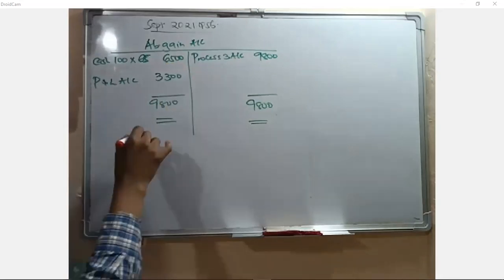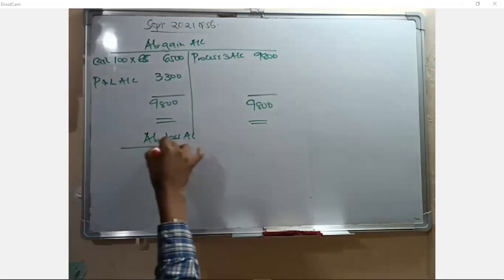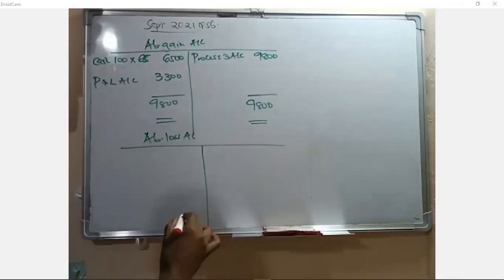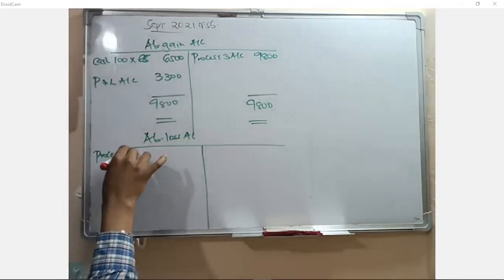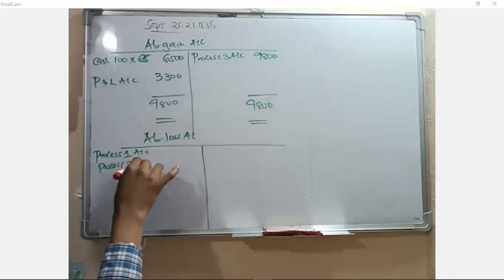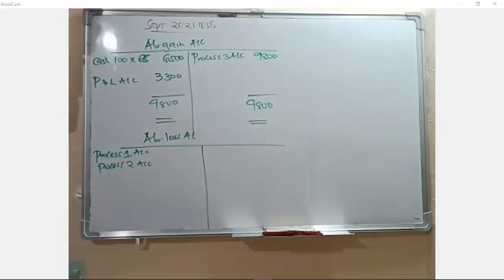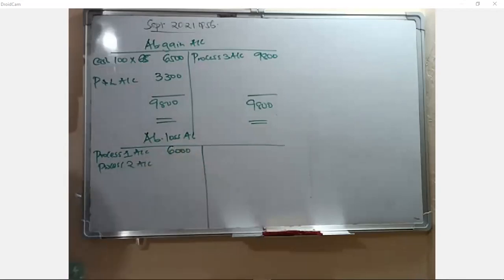Let us go and do abnormal loss account, and you do the same. The abnormal losses were on the process one account, and also we had process two account, right? So process one account were how much? We got 400 units, we got 600. Is it 600 or 6,000? It should be 6,000 for process one. And then the process two account, we were able to get 2,940.